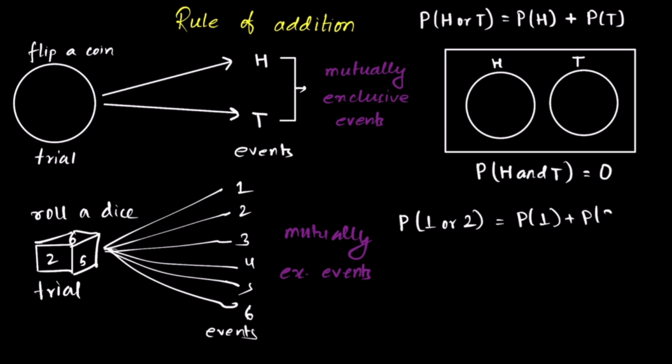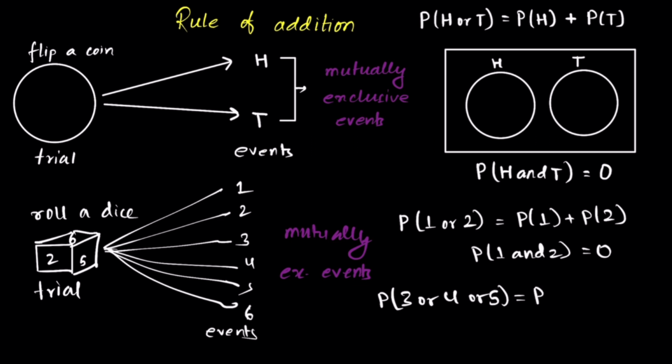So in this case, the probability of getting 1 or 2 is simply equal to the probability of getting 1 plus the probability of getting 2. Because the probability of getting 1 and 2 at the same time is 0. Again, the probability of getting 3 or 4 or 5 is equal to the probability of getting 3 plus the probability of getting 4 plus the probability of getting 5. Because you are never going to get 3 and 4 and 5 at the same time.